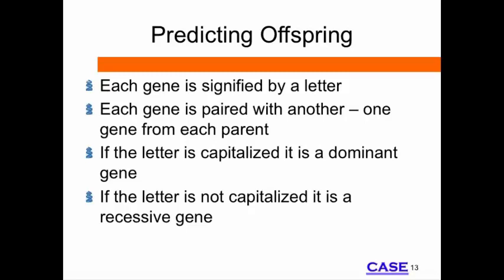Here are some rules for you to remember as the Punnett Square method is introduced. Each gene is signified by a letter and is paired with another. One gene is inherited from each parent. A capitalized letter represents a dominant gene. A lowercase letter represents a recessive gene. A Punnett Square tool will help you predict offspring from breeding pairs of genes.